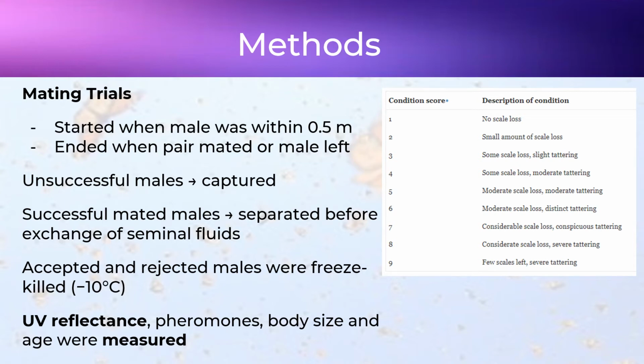Then, the accepted and the rejected males were both freeze-killed at negative 10 degrees Celsius. From here, their UV reflectance, pheromones, body size, and age were all measured. On the right here, you can see how the researchers classified wing condition on a scale from 1 to 9, with 1 being no scale loss and 9 being few scales left with severe tattering.